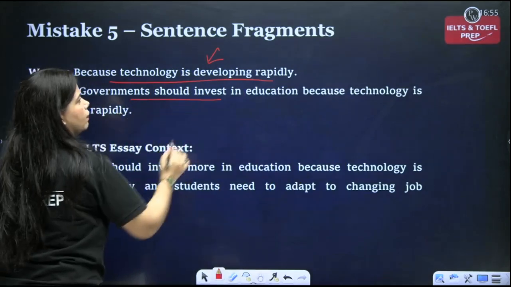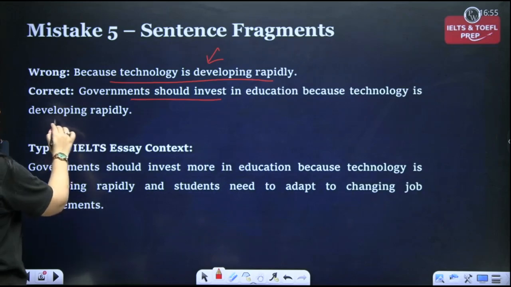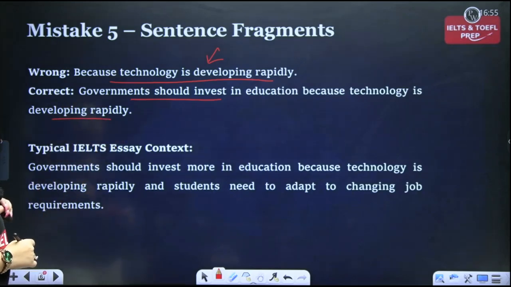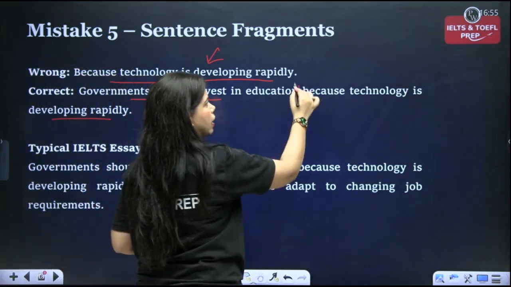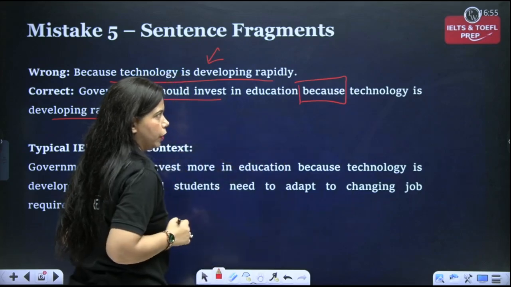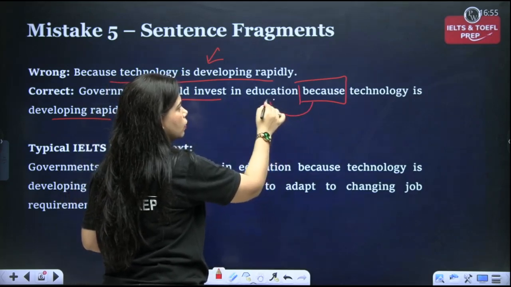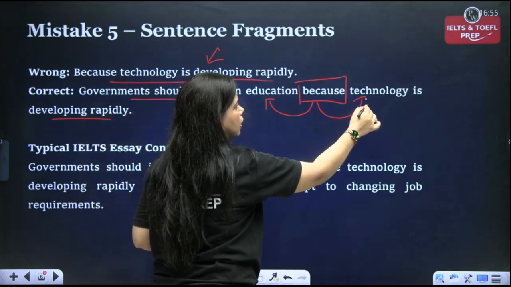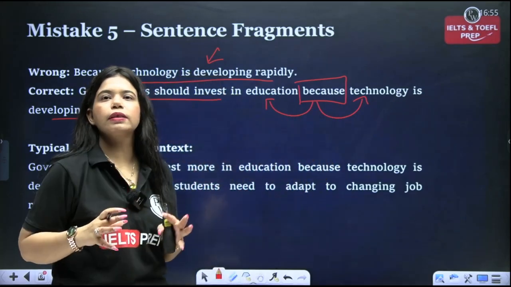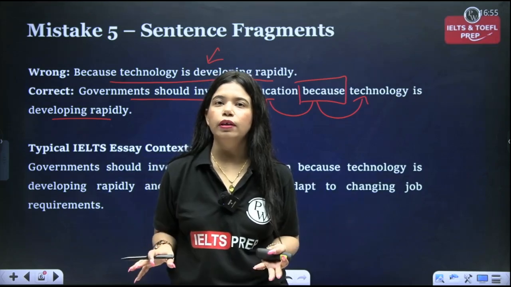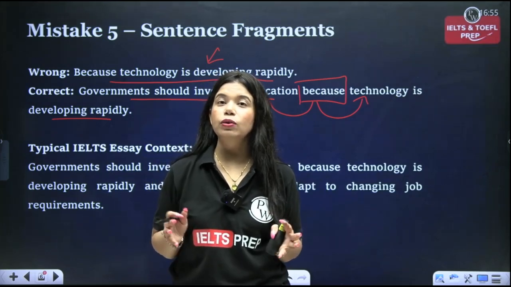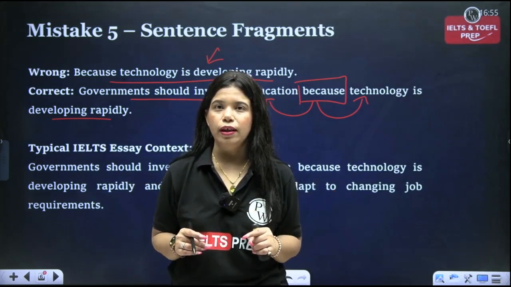Governments should invest in education because technology is developing rapidly. So what we have now done is add this conjunction, because. It is not adding only this sentence, it's just clubbing these two sentences. Now it is correct. So that's the job of a conjunction. Either you don't use it, or if you are using it, then use it correctly and combine two sentences.